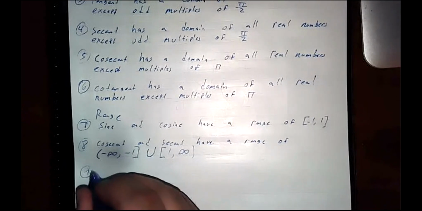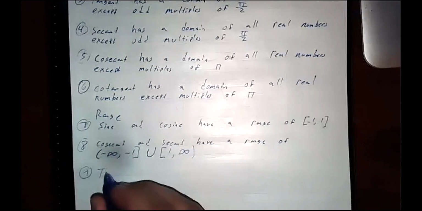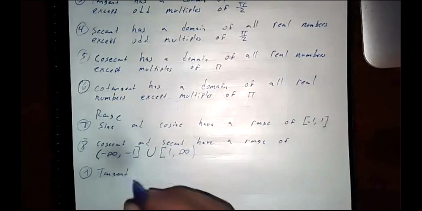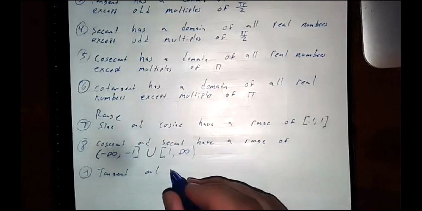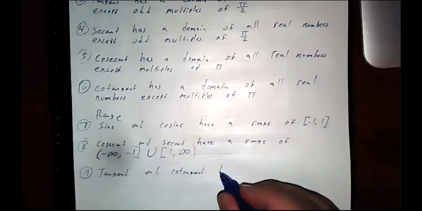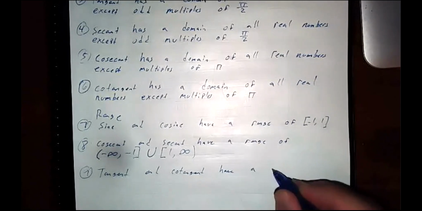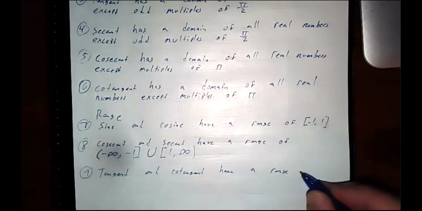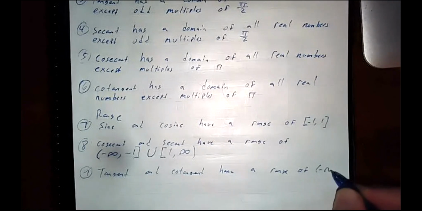Number 9. Tangent and cotangent have a range of -infinity to infinity.